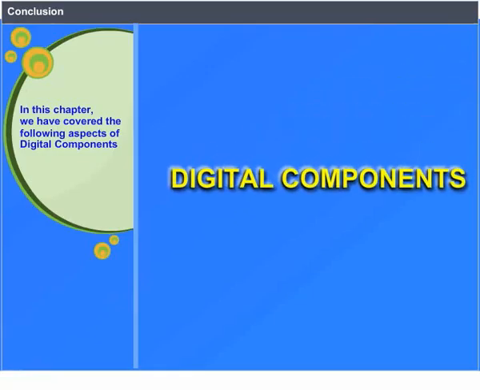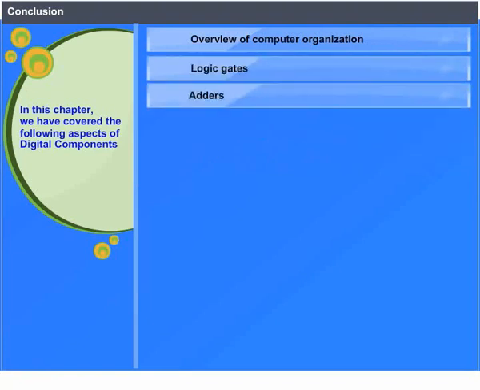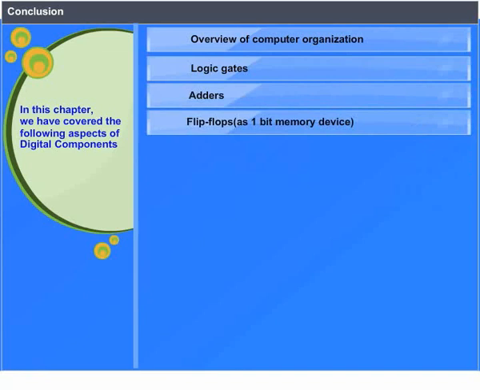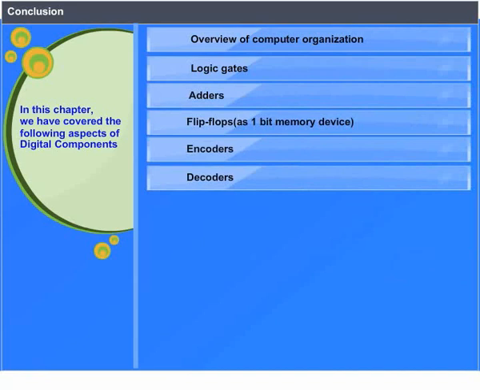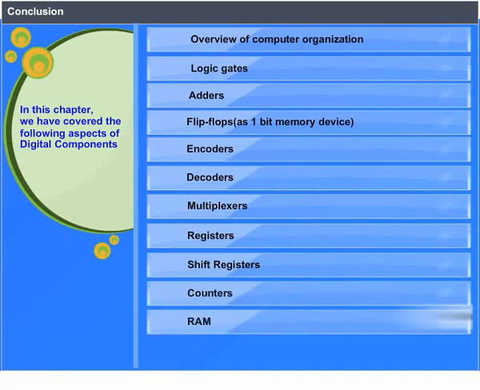Conclusion. In this chapter, we have covered the following aspects of digital components. Overview of computer organization. Logic gates. Adders. Flip-flops as 1-bit memory device. Encoders. Decoders. Multiplexers. Registers. Shift registers. Counters. RAM and ROM.